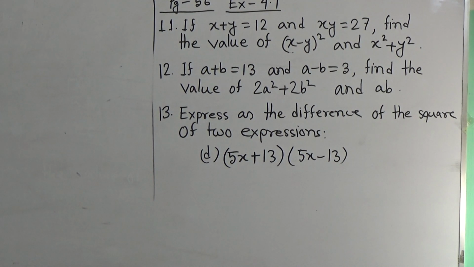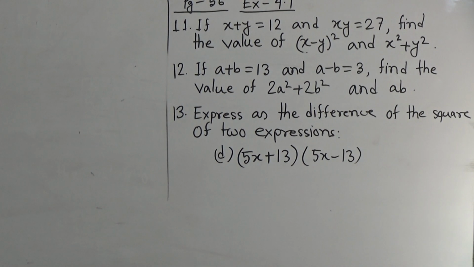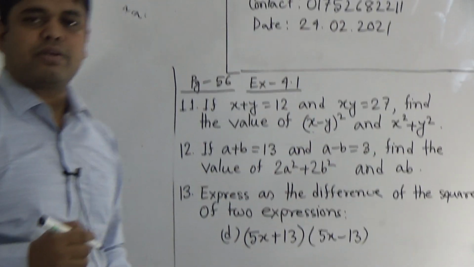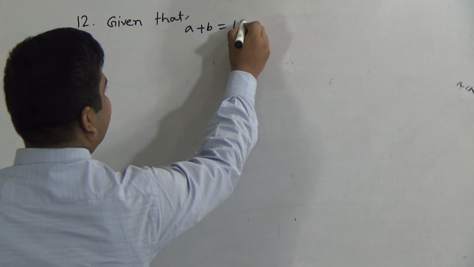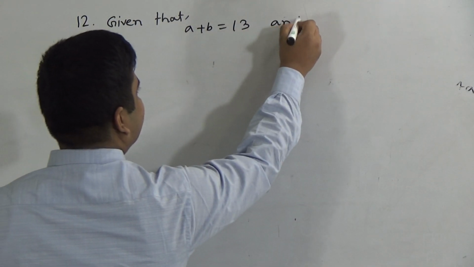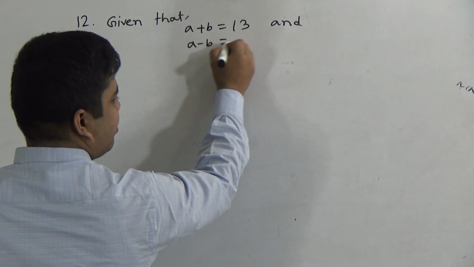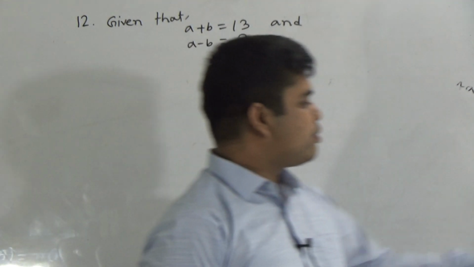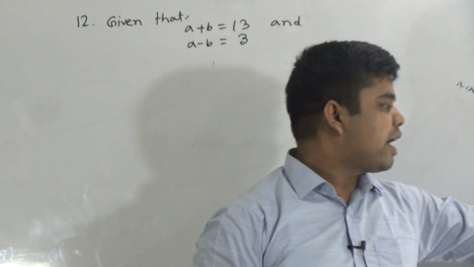As usual, at first we write the given. Question number 12: find the value of 2a square plus 2b square and ab, if a plus b equal to 13 and a minus b equal to 3. So write here a plus b equal to 13 and a minus b equal to 3.